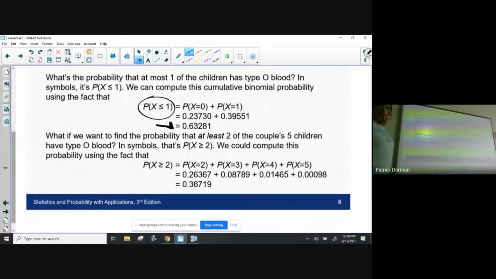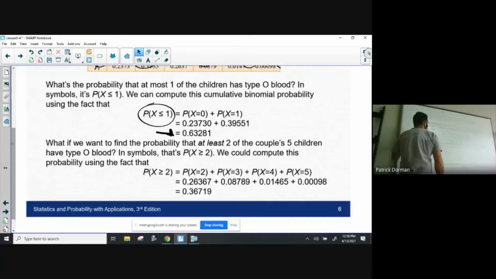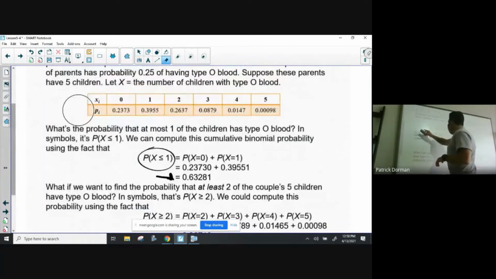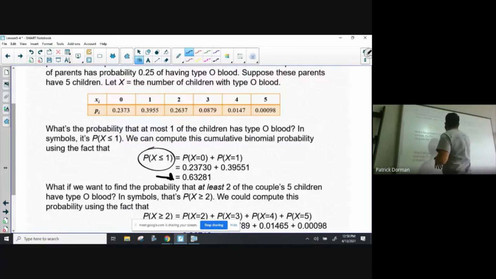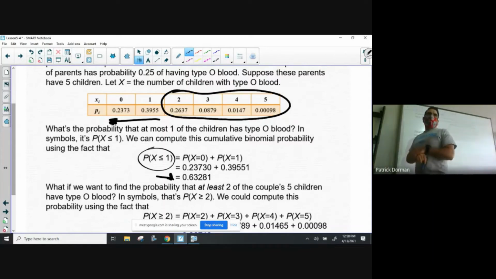Okay, now what if you want to do the probability that x is greater than 2? Well, you could add up all that stuff, right? Which would take a little bit of work, right? Or we could use our calculator, but the caveat is that before we use the calculator, we got to realize that the calculator only calculates probabilities less than, right? But what we're looking for is the probability that it is greater than or equal to 2. So we would have to add all this stuff up, right?